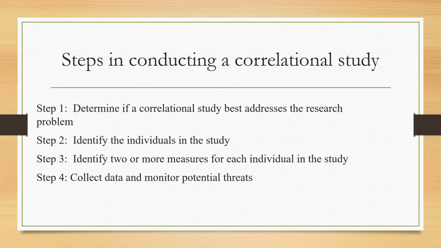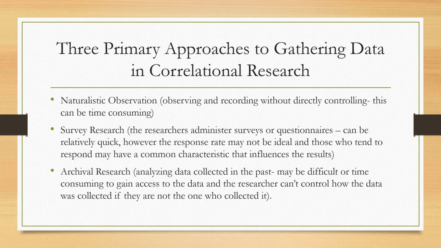During the fourth step, the researcher needs to collect data and monitor potential threats. There are three primary approaches to gathering data in correlational research. Data can be collected through naturalistic observation, where the researcher observes and records without directly controlling any variables. Data can also be collected through the use of survey research. In this instance, researchers administer surveys or questionnaires.